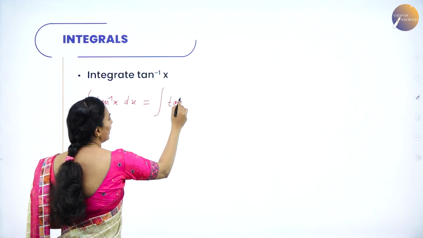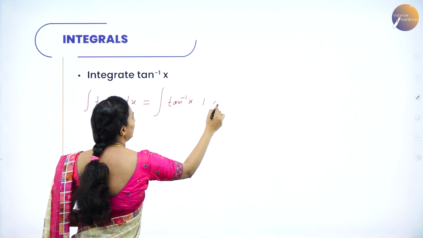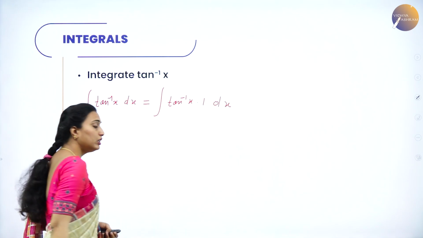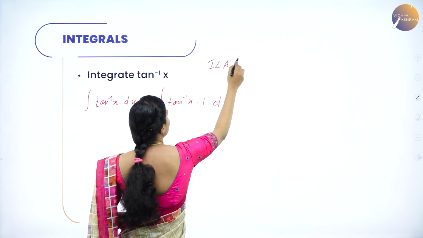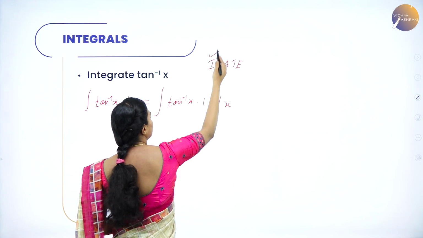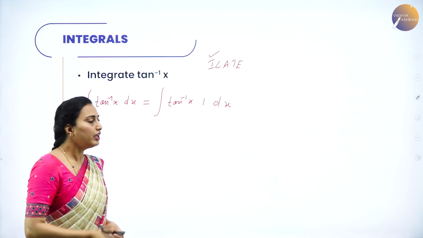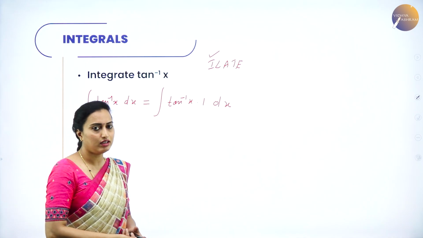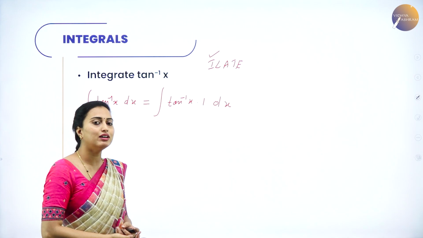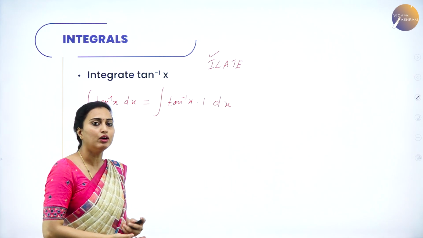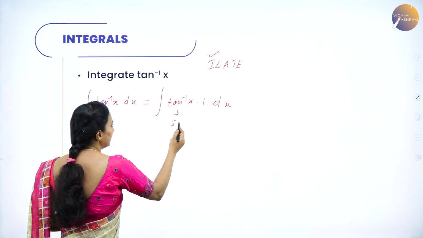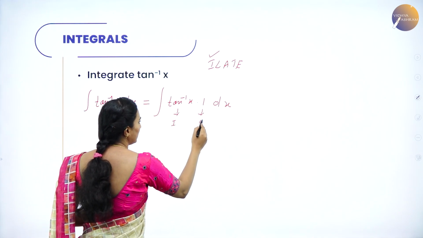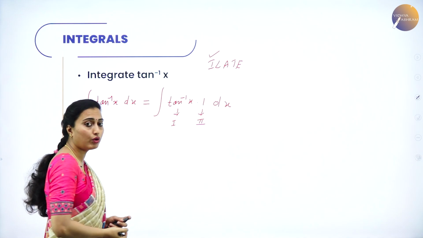Tan inverse of x into 1 into dx. Now here, if you move according to the ILATE rule, you are going to select the first function, which is nothing but inverse trigonometry. Here, inverse trigonometry is nothing but tan inverse, isn't it? Next is algebraic, and algebraic is nothing but 1. Therefore, selecting the first function as tan inverse x and the second function as 1. I hope you got this one.